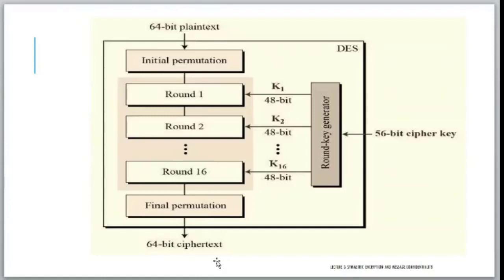So how does DES work? It is very simple. Take the 64-bit plain text, apply the initial permutation, then go through the round function, round 1, round 2, round 3, up to round 16, then the final permutation, and finally the ciphertext is generated.